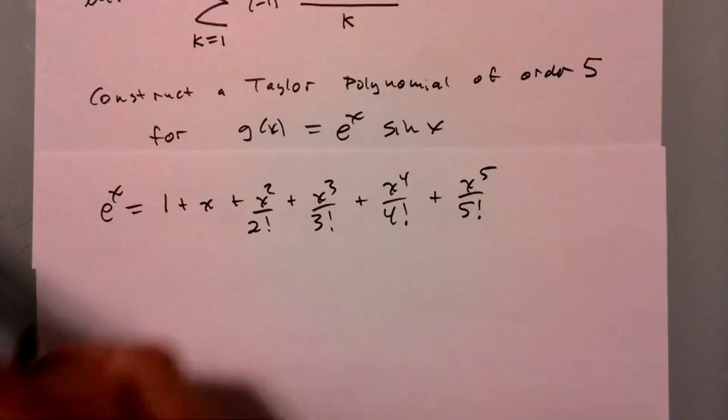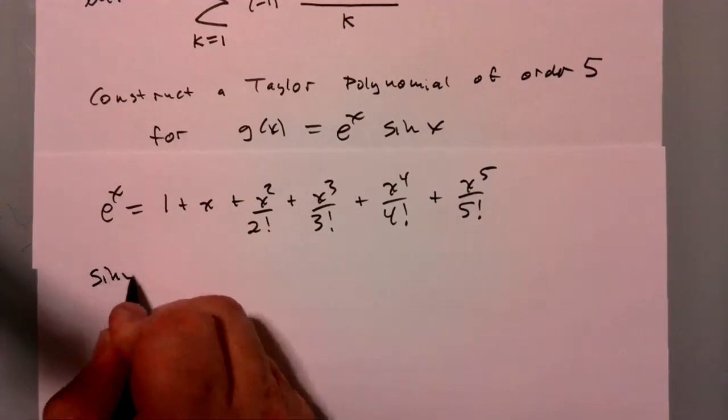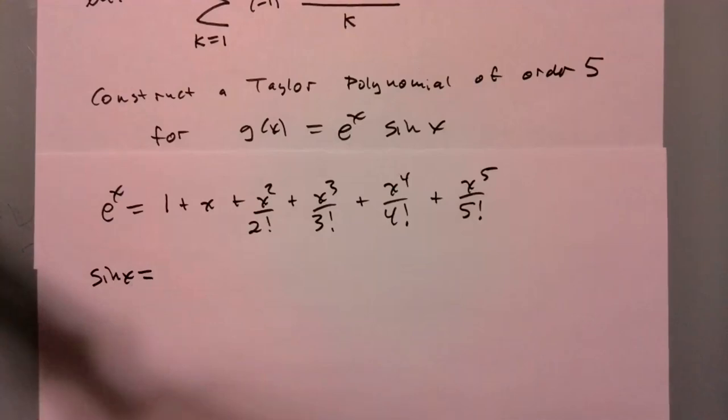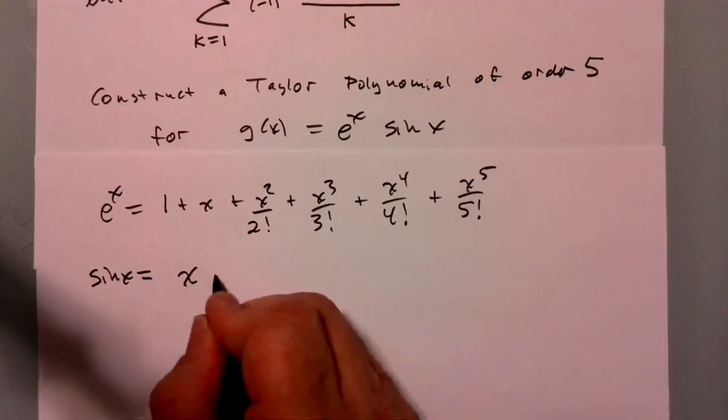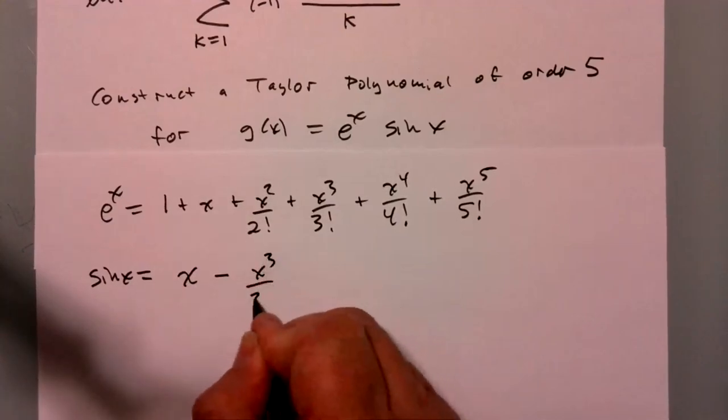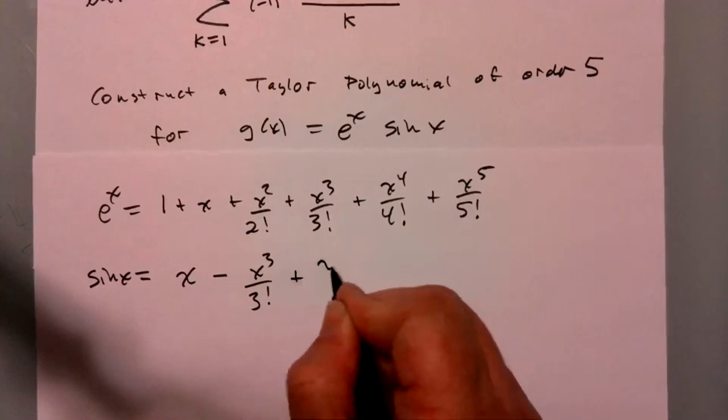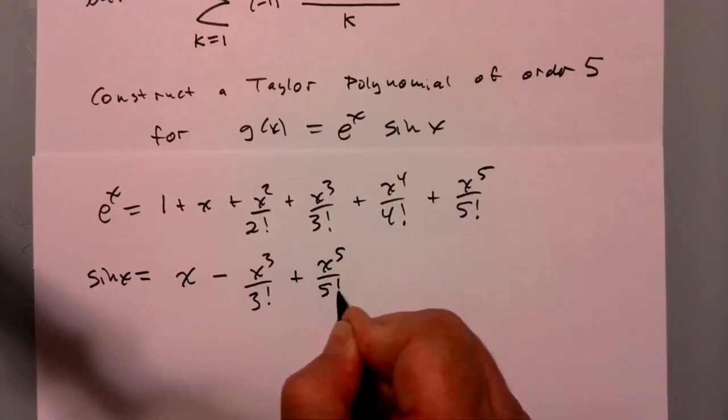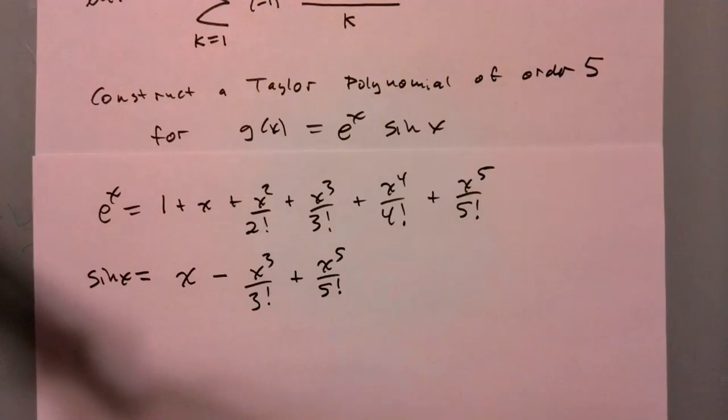And then how about sine x? How do I go out to order 5 for sine x? Sine x are the odd powers alternating. So it starts x minus x cubed over 3 factorial plus x to the 5th over 5 factorial. We want to multiply these together. How do we do term by term multiplication to get there?